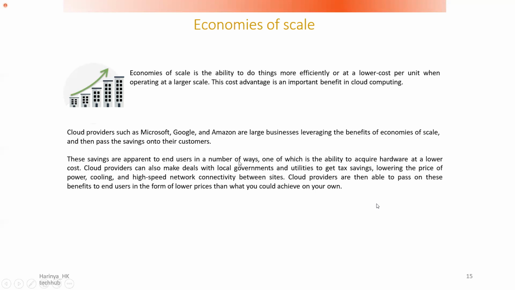Cloud providers such as Microsoft, Google, Amazon are large businesses leveraging the benefits of economies of scale. The cloud providers can also make deals with local governments to get tax savings and lower the price of power, cooling, and high-speed network connectivity. In order to construct a data center for a cloud, we require power, cooling, and high-speed network connectivity, and they want to decrease the tax on their resources, all those things.